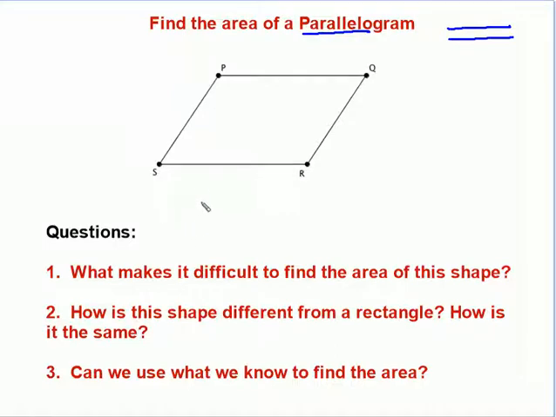All right. Questions. What makes it difficult to find the area of this shape? Now, we found the area of a rectangle or a square, and those were pretty easy. Those were area is equal to the length times the width. And we could always easily find the length times the width. But this is a wonky shape. It's kind of slanted. Well, what do we do with that?